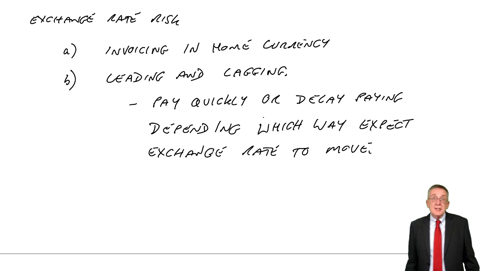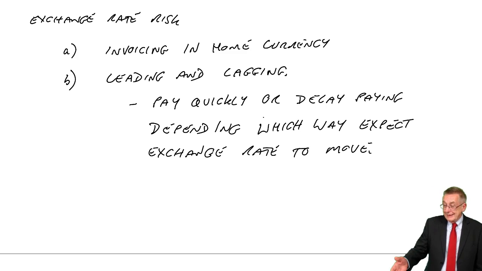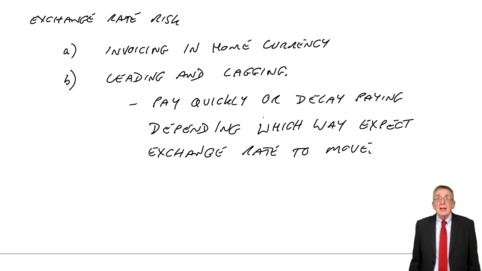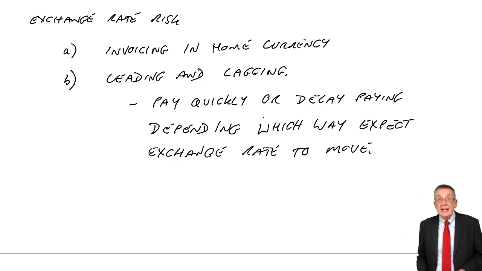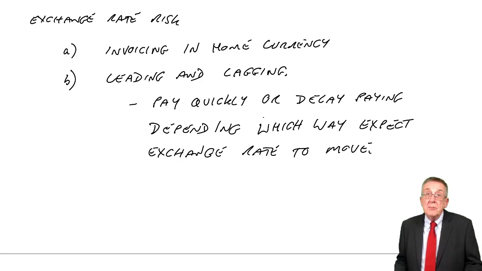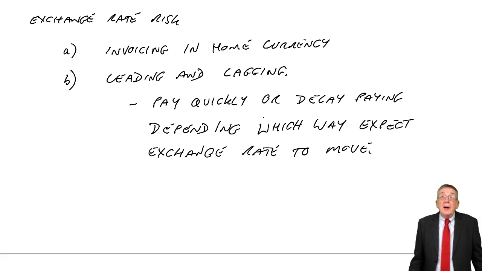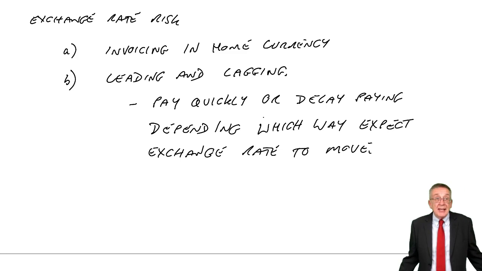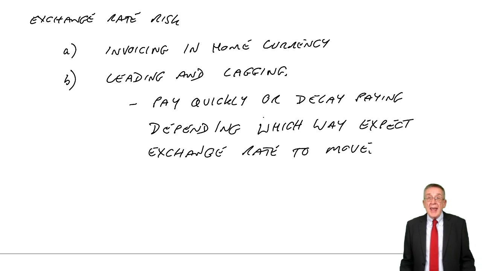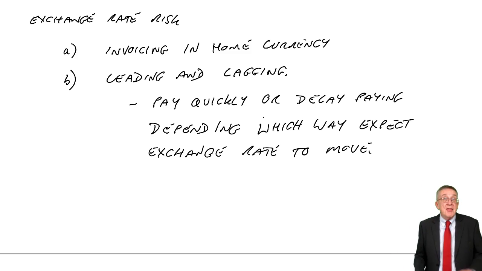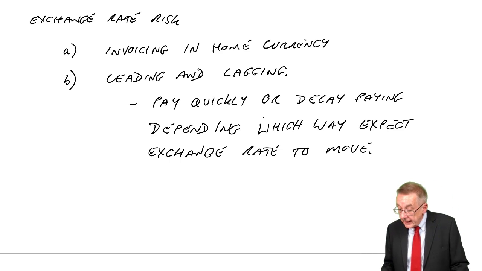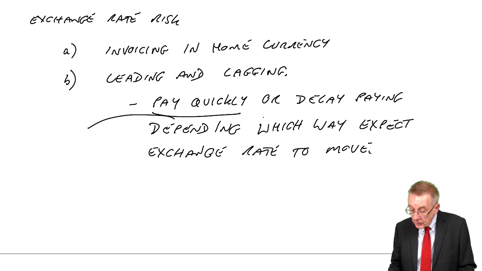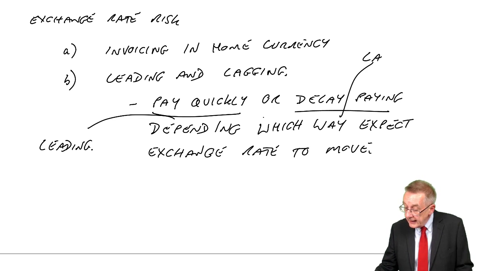Which is fine, but the trouble, and the reason I don't really like it as a method of reducing risk, is that I may think the exchange rate's going to move in my favour and delay paying, or I may think it's going to move against me and pay quickly, but it doesn't remove the risk because I could be wrong. There's no way we can predict what's going to happen. It's called leading and lagging because paying quickly is called leading. Delaying payment is called lagging.